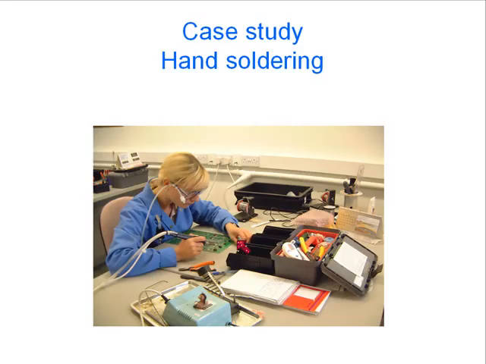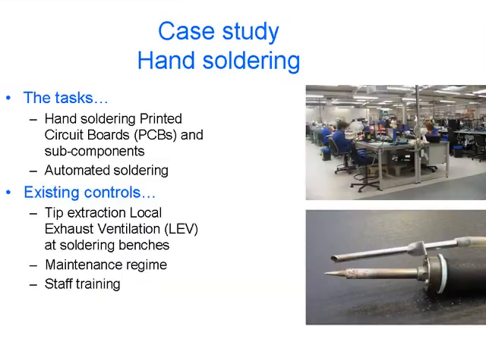Let us now look at a case study on hand soldering. The task was hand soldering of printed circuit boards and their subcomponents. Existing controls included dip extraction, local exhaust ventilation at soldering benches, a maintenance regime and staff training.